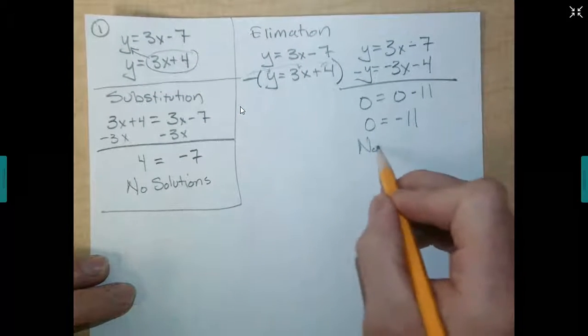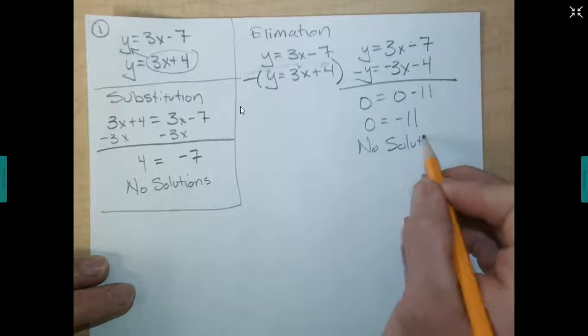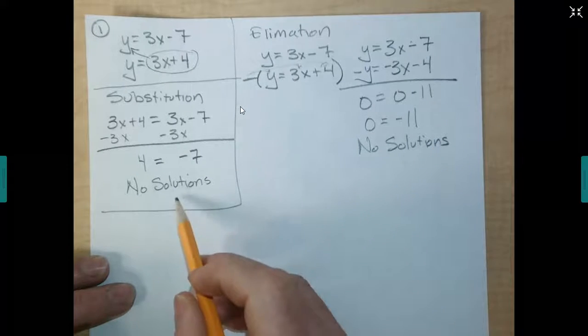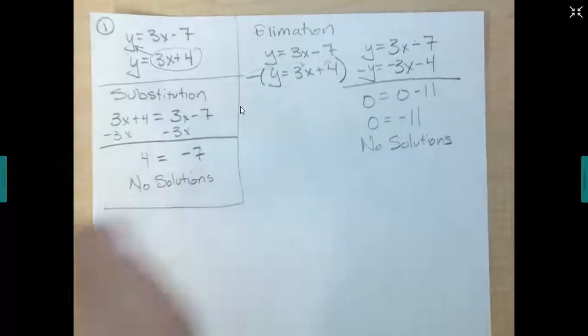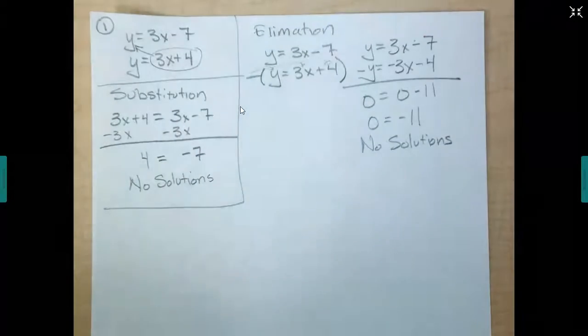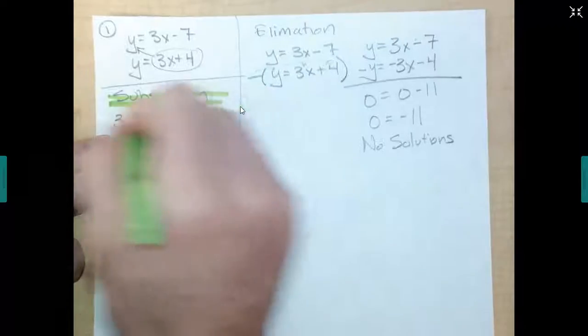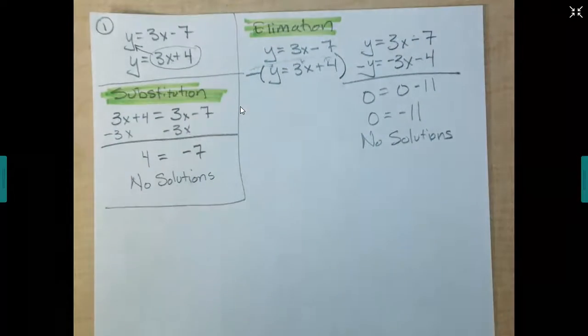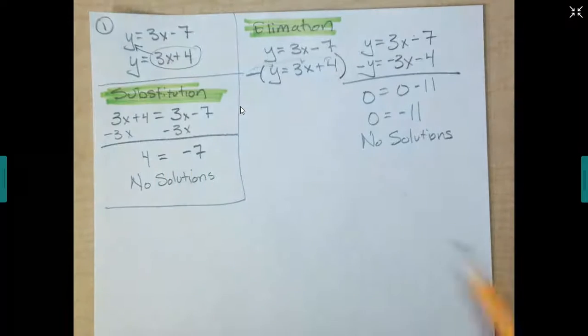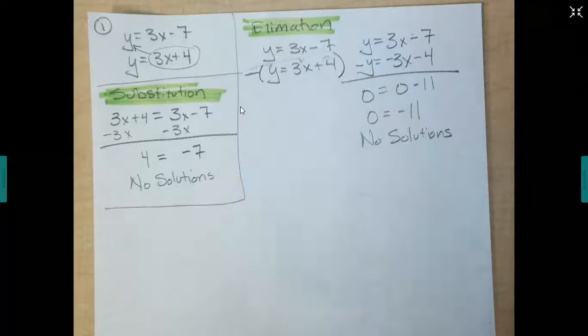So again, no solutions. Now it's no surprise that I got no solutions because I already got no solutions two other times. But I'm just showing you how you can solve with substitution and you can solve with elimination. So substitution and elimination. Again, you have to do one of these two plus the Desmos graph.